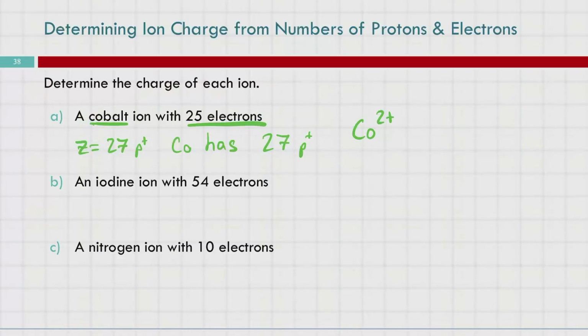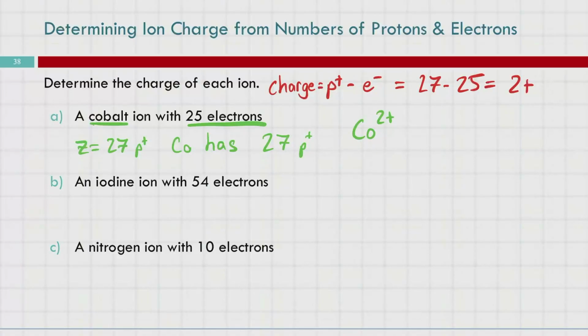So Co 2 plus. We could also do, if you wanted to just run the formula every time, the number of protons minus the number of electrons. So charge is protons minus electrons. We have 27 minus 25, which comes out to 2. It's a positive number, so we put a plus after it. So that'd be another way that we could come up with cobalt 2 plus. Okay, now try the iodine ion with 54 electrons and the nitrogen ion with 10 electrons.